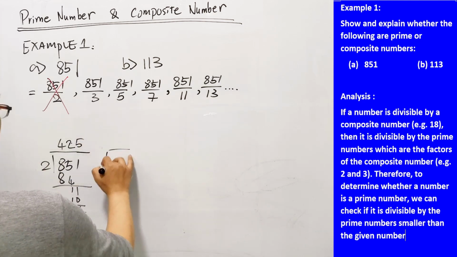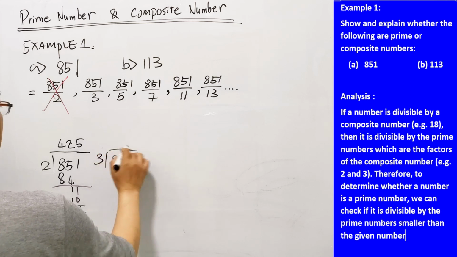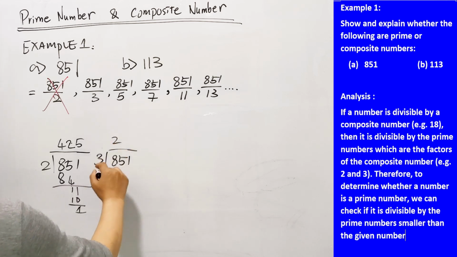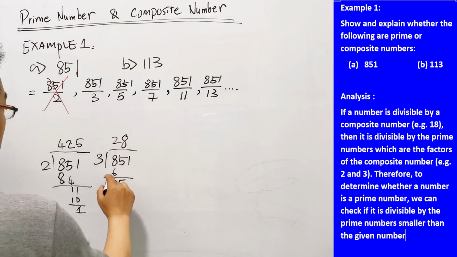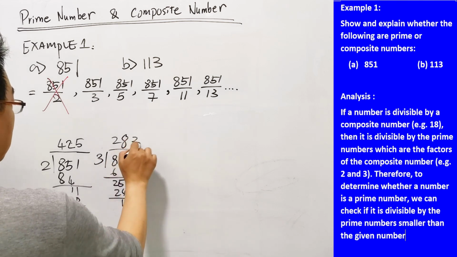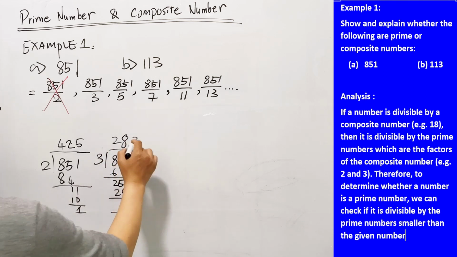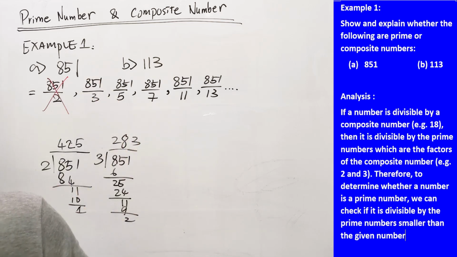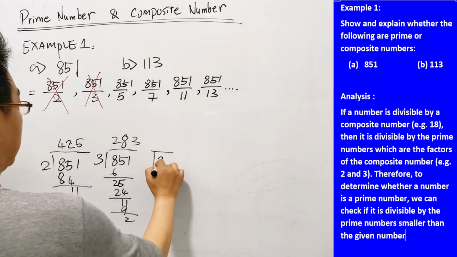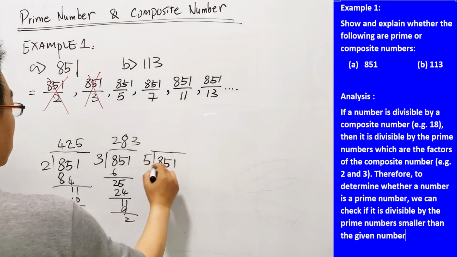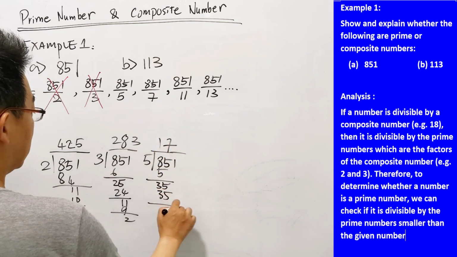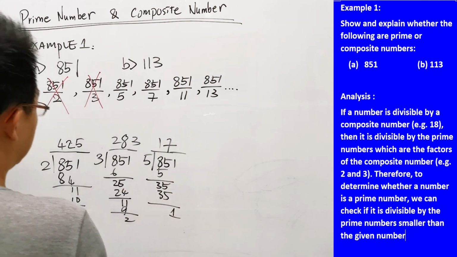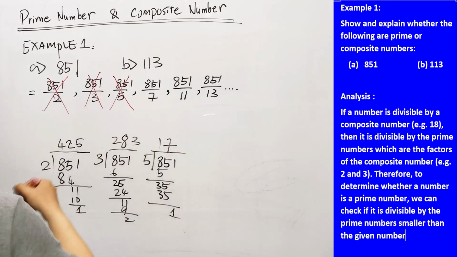So how about the next one? 451 divided by 3. How much is it? We have 25, and then we have 11, 3, 9, so we have 2 left. Okay, this one also can't. The next one, 451 divided by 5. How much do we get? 35, so we have 1 left. In this case, this also can't be done, right?